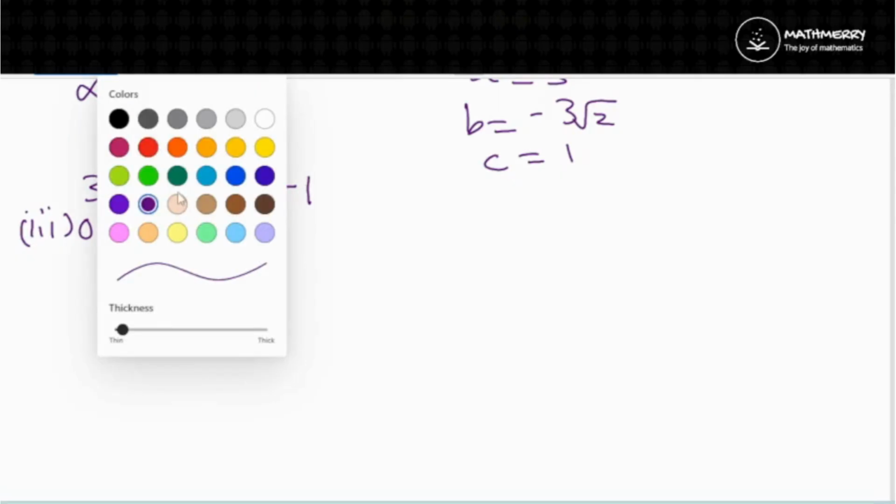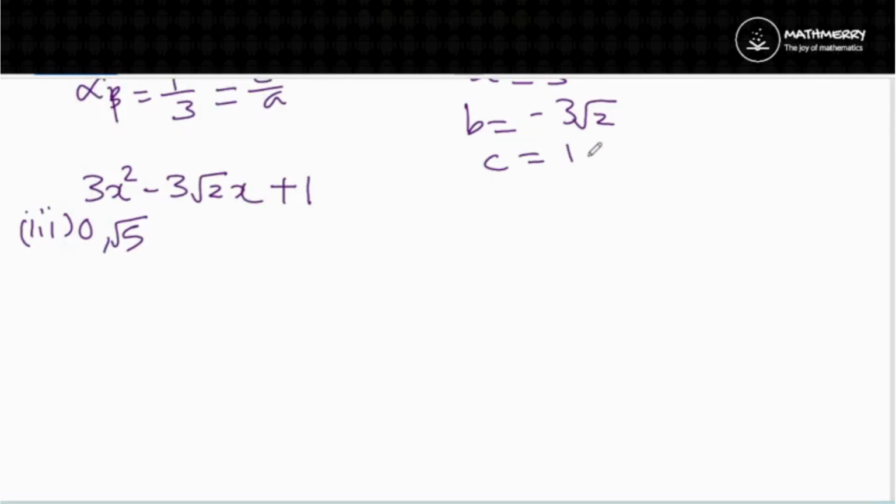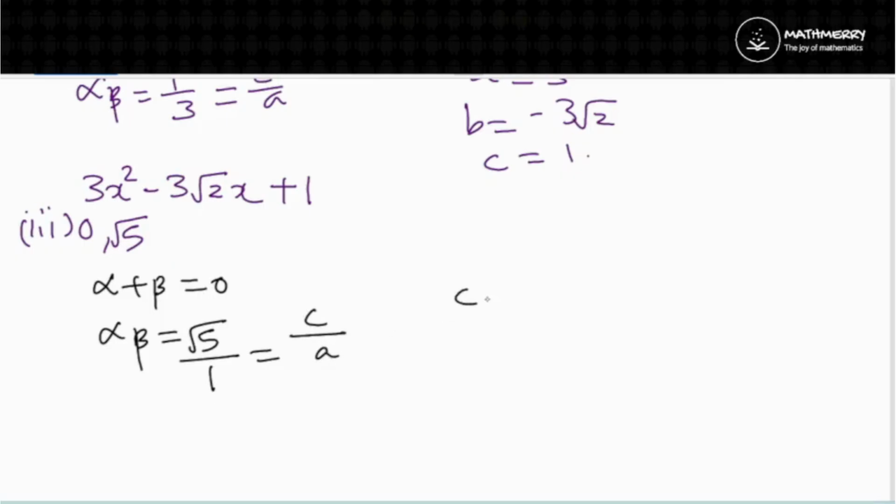So for 0 and root 5, we have alpha plus beta is equal to 0 and alpha into beta is equal to root 5. So this we can write it as root 5 by 1. So that means c by a. So c is equal to root 5 and a is equal to 1.